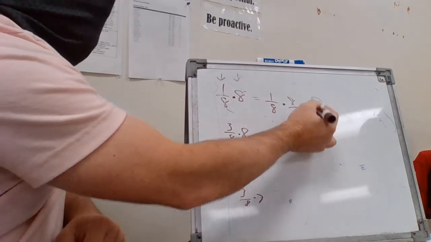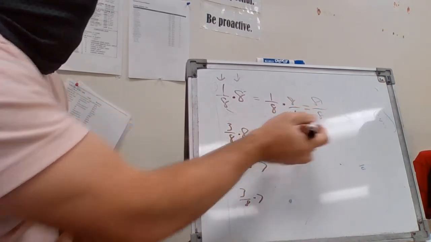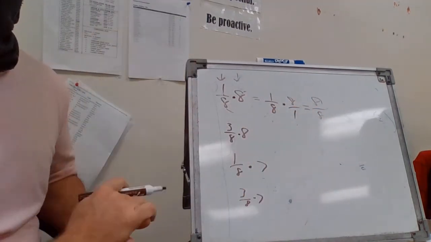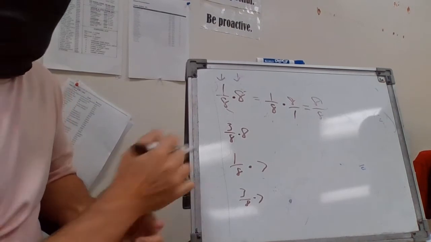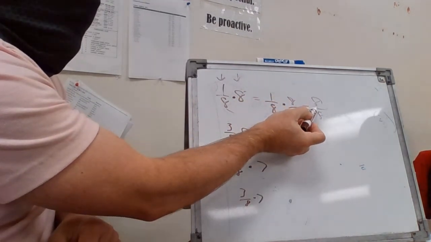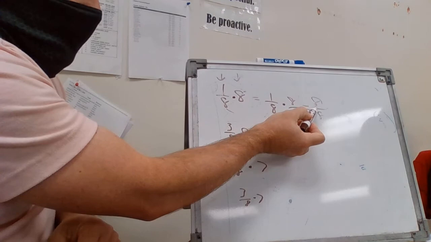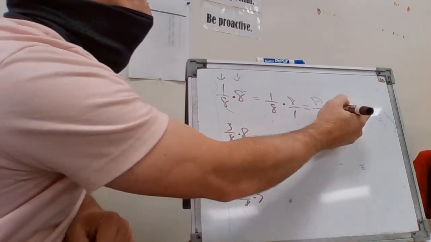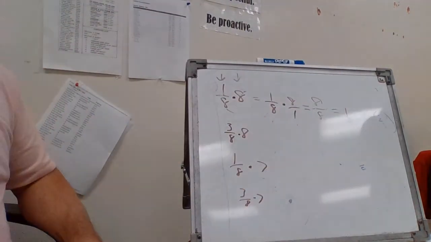Now, what does this mean right here when you got 8 over 8? What does that mean mathematically? Division. Okay, so tell me what this is. 8 divided by 8, which is 1. Any number divided by itself is 1, okay?